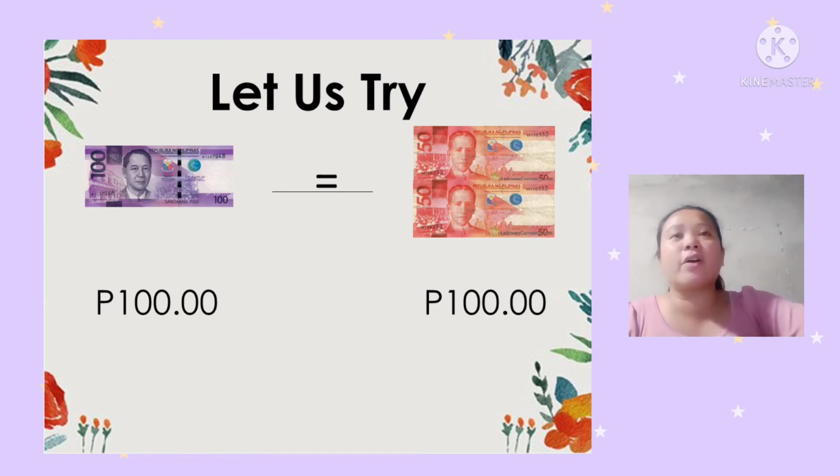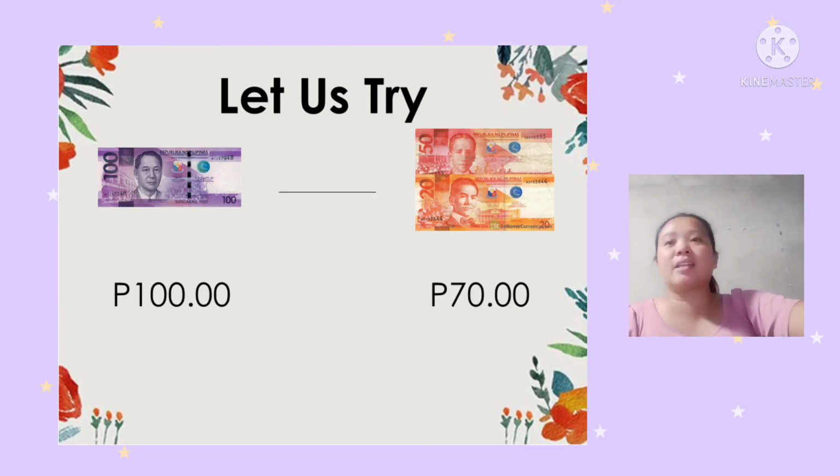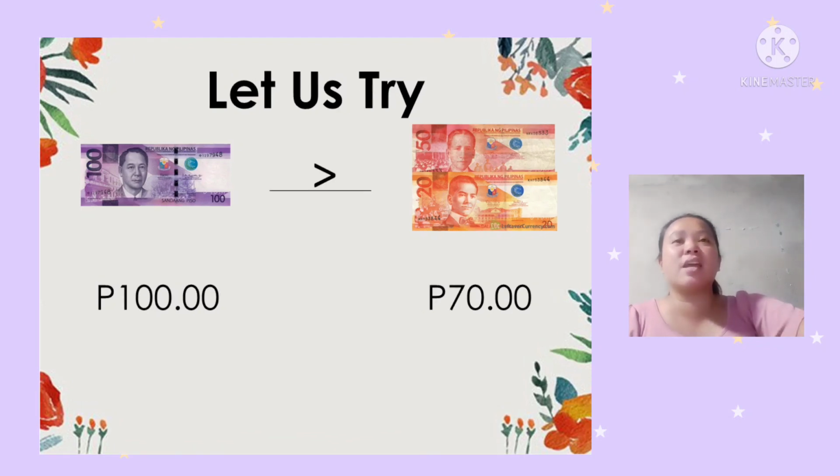Okay, now for our next, we have 100 pesos, the other side 50 and 20. So automatic, this one is 100 pesos. How much is 50 plus 20? That's right, it is 70 pesos. 100 pesos on this side and 70 pesos on the other side. So what is your symbol? How are you going to compare? May I see your answer? Show. That's right, the answer is like this. 100 pesos is greater than 70 pesos.